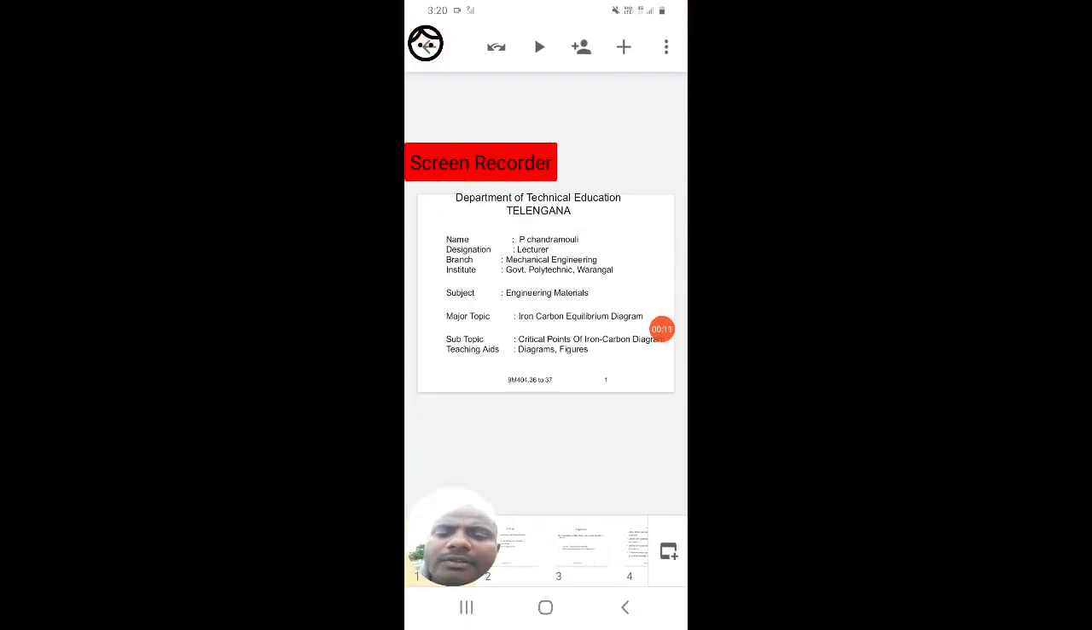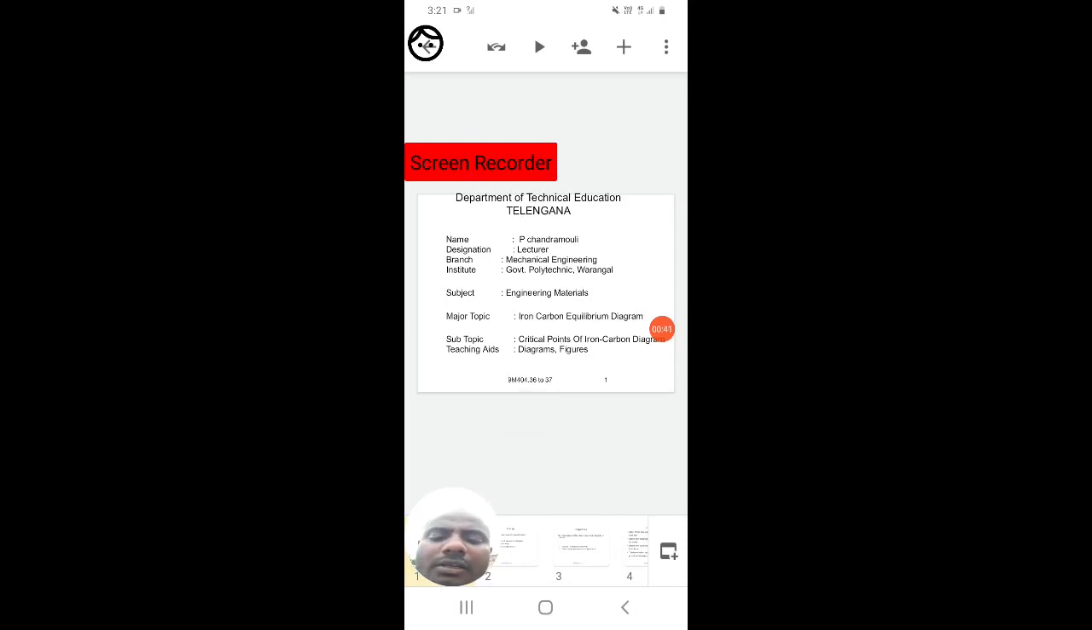So my name is Chandramouli, lecturer in mechanical engineering, worked at Government Polytechnic Warangal, subject engineering materials. So the major topic is the iron carbon equilibrium diagram. In that diagram, today's subtopic we will deal with critical points of the iron carbon diagram with the help of diagrams, figures and animations.